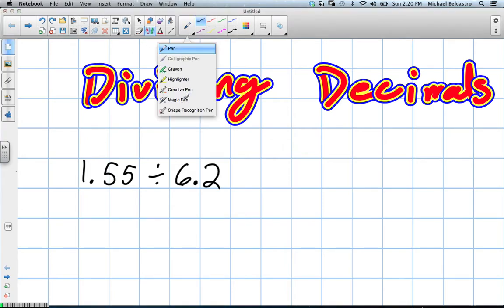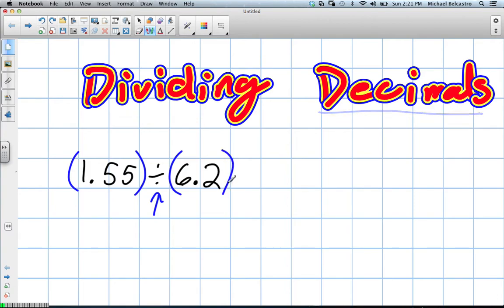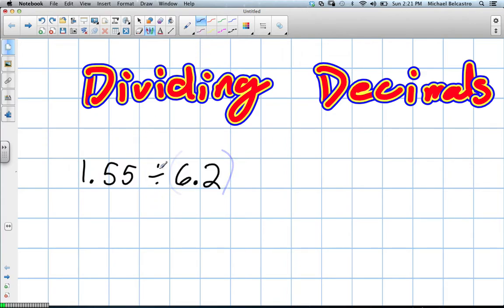So we're going to go over dividing long division, and we're going to be working with decimal numbers. So we have two decimal numbers, 1.55, which is going to be divided by 6.2. Before we even do that, I want you to put it into fraction form, because we can think of things logically when we're talking about fractions. So what would this be as a fraction, even though I know there's decimals involved?